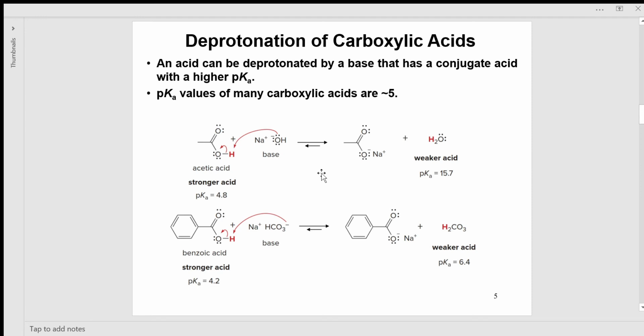For acid-base reactions, we always have reactions which favor the weaker acid. So from stronger acid to weaker acid. This one is heavily favored to this side. This one is not as heavily favored as the other, but we know the direction is also this way, favoring the formation of weaker acid.